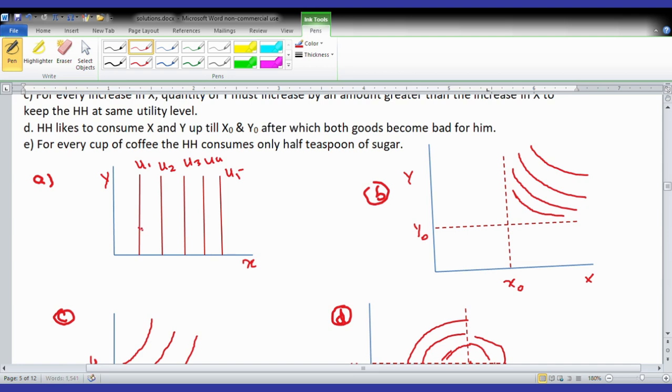vertical. So see that if you, for example, increase consumption of Y, say in this direction, you keep moving along the same indifference curve, so your utility does not increase. Similarly, if you go down, again your utility does not decrease, so increased or decreased consumption of Y has no effect upon utility. But if you increase consumption of X with a constant amount of Y, you move from one indifference curve to a higher indifference curve, which suggests that indifference curves are vertical.